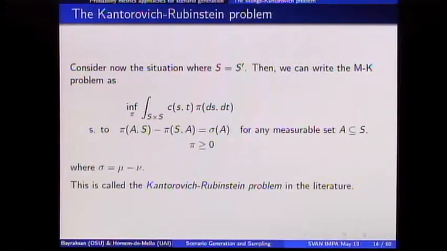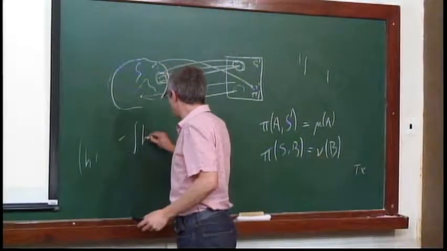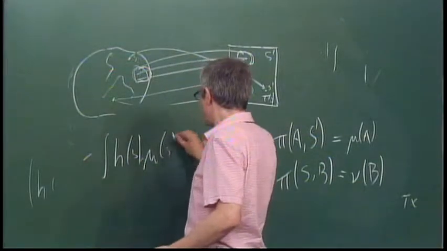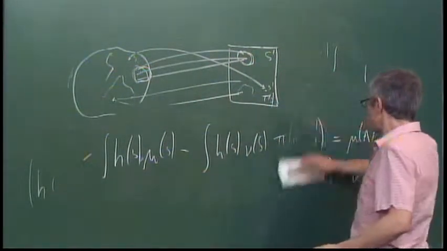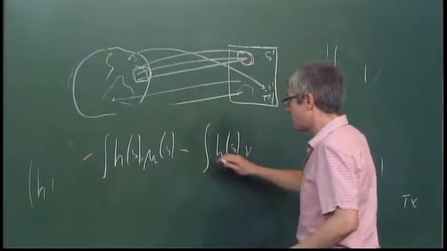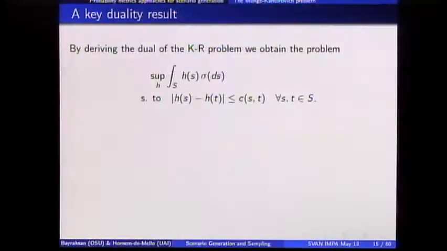And the dual of that problem, which is also a linear optimization problem, has this dual. The dual of that problem is the supremum over h of h times sigma, and sigma here is the measure given by the difference. So I can think of the objective function as being the supremum over the integral of h(s) times mu(s) minus the integral of h(s) times nu(s) ds. This is the objective function, subject to the constraint that h(s) minus h(t) is less than or equal to c(s,t). And c, remember, is the cost.